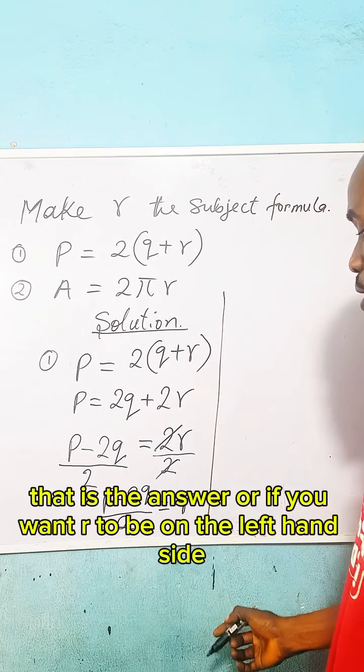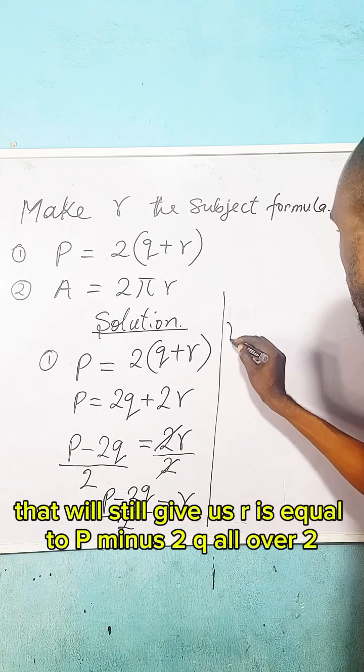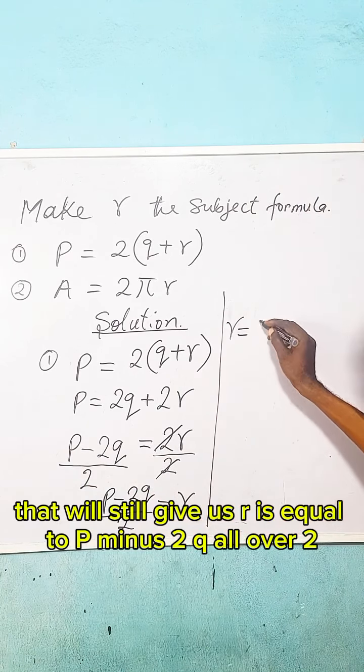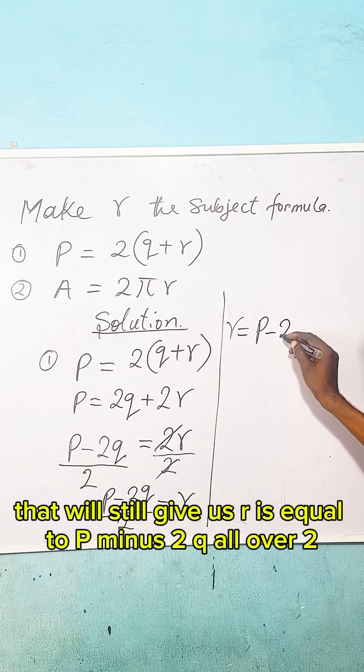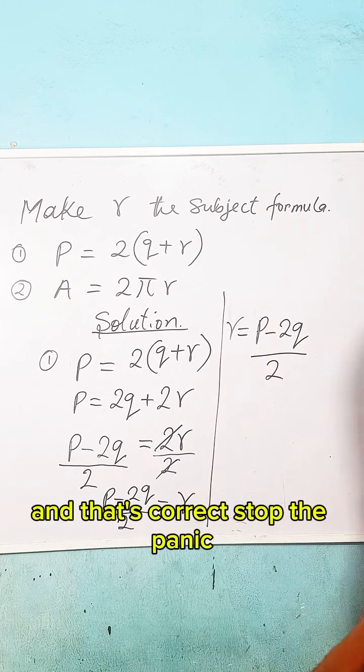That is the answer. Or if you want R to be on the left hand side, that will still give us R is equal to P minus 2Q all over 2. And that's correct. Stop the panic.